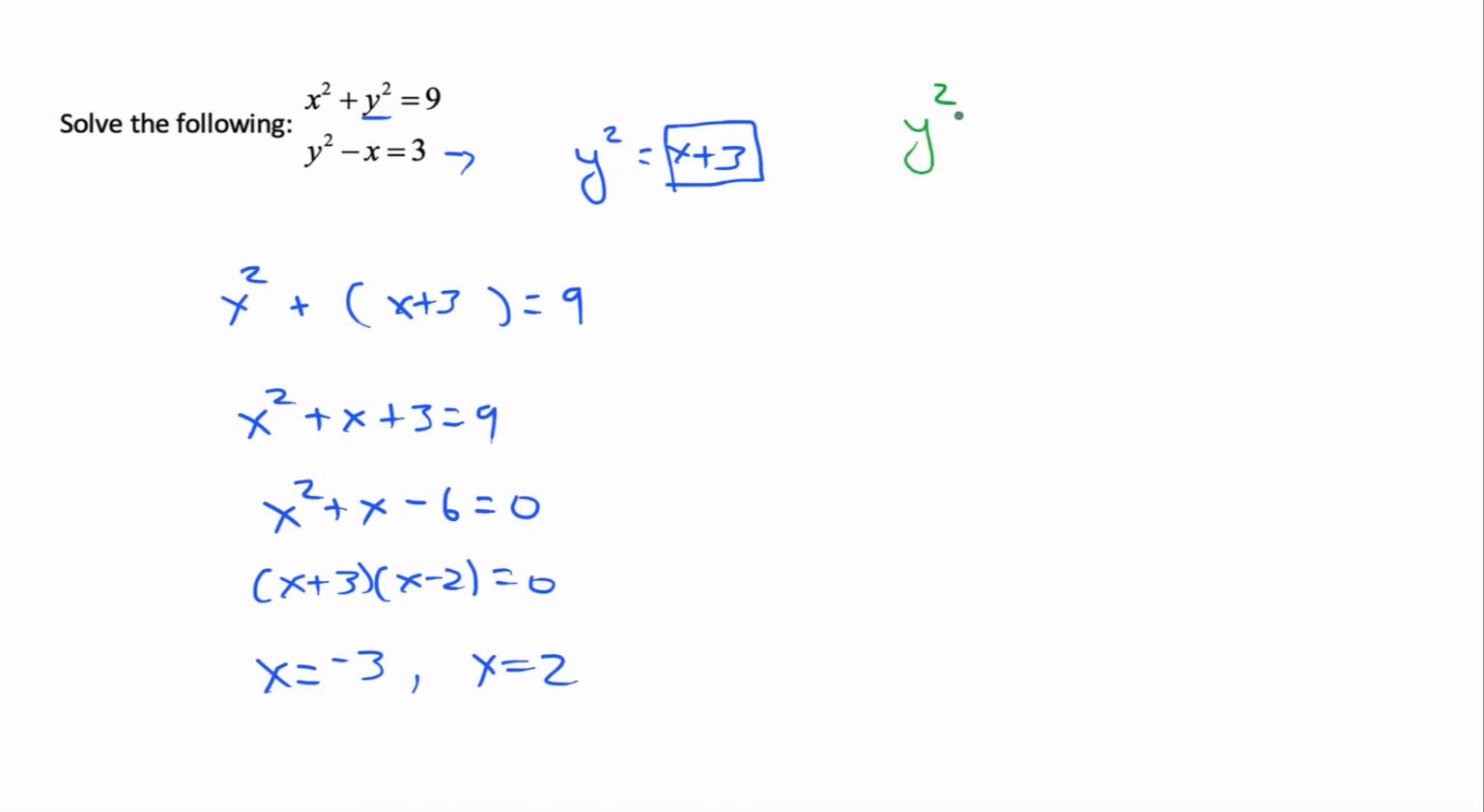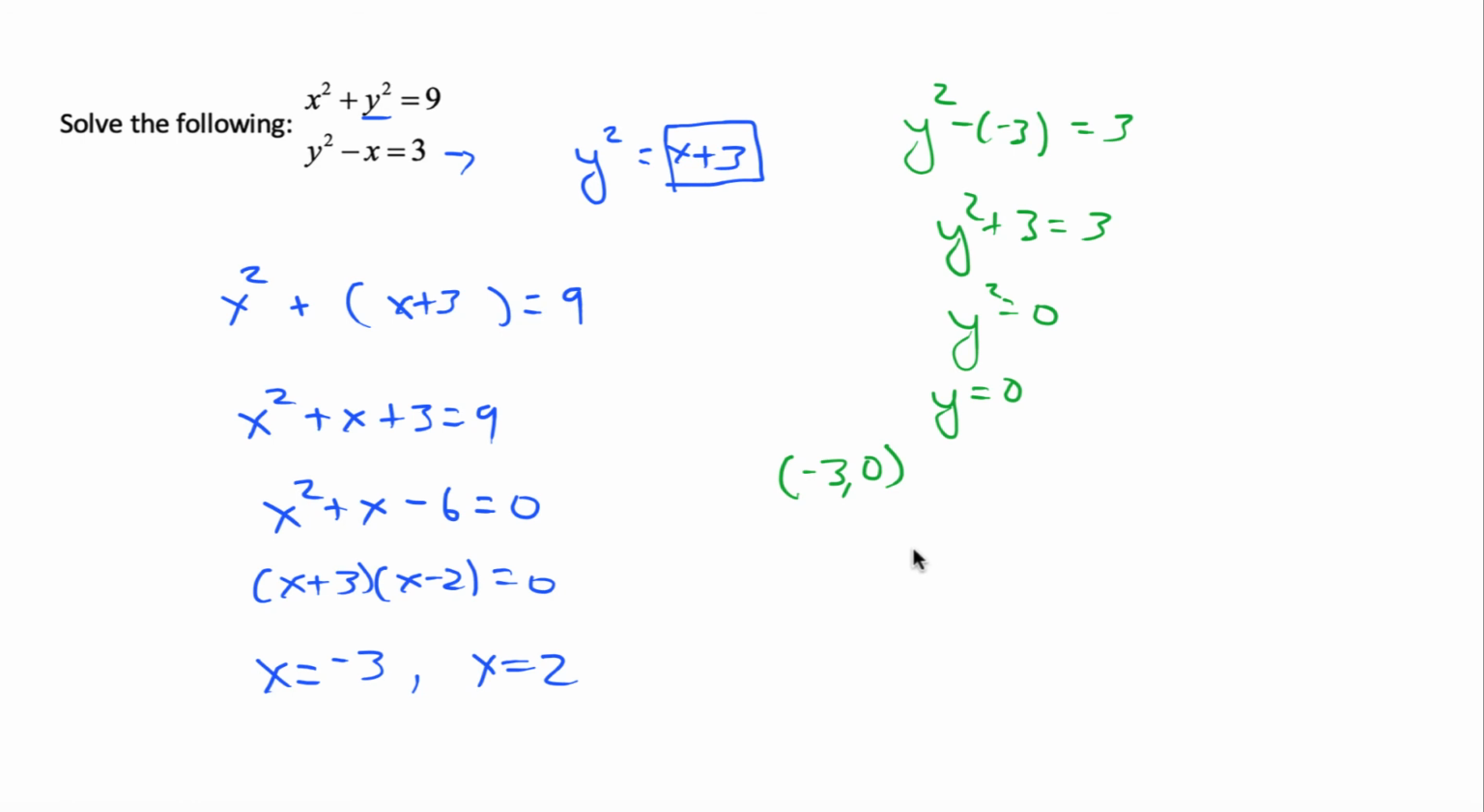So y squared minus negative 3 is equal to 3. So this is y squared plus 3 equals, I'm sorry, it equals 3. I was sort of thinking ahead here. So when we subtract the 3 over, notice we get y squared equals 0, which means that y is equal to 0. So what have we just done? When x is negative 3, we've determined that the corresponding y value is 0.